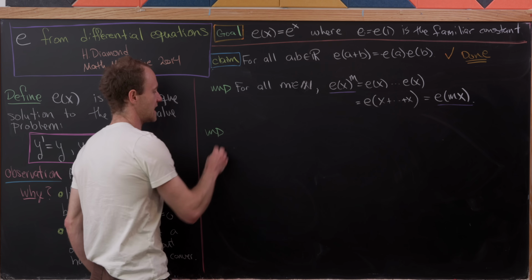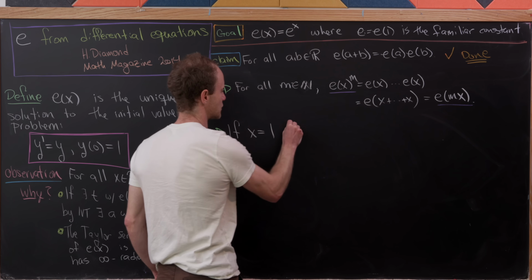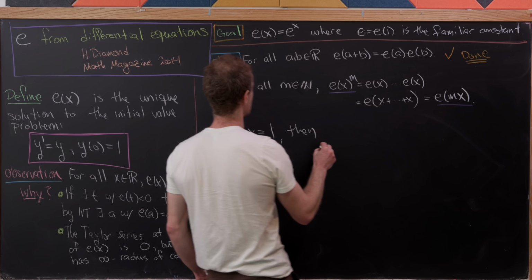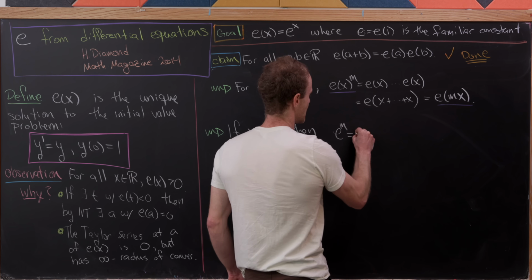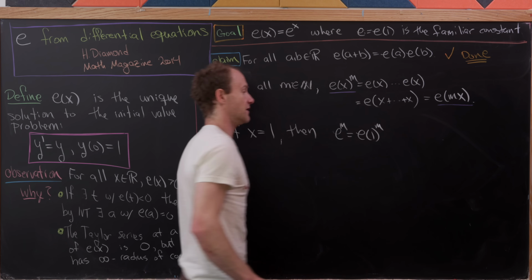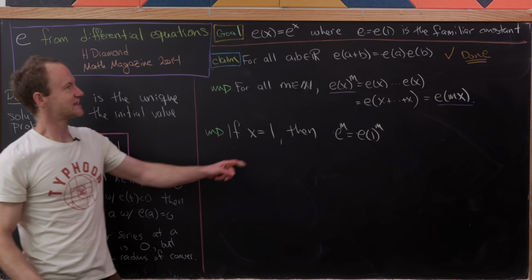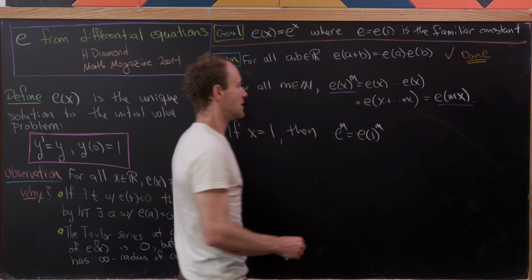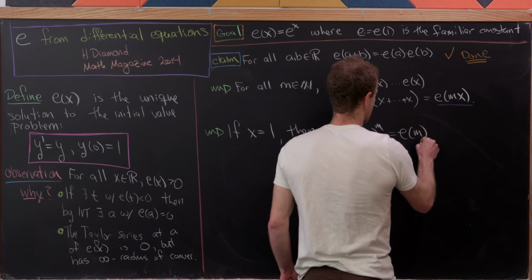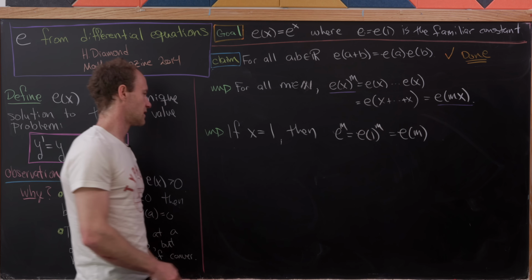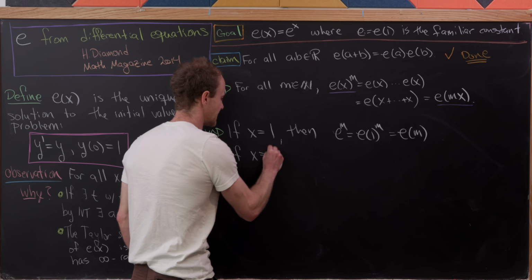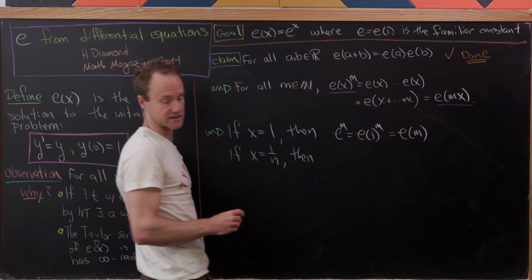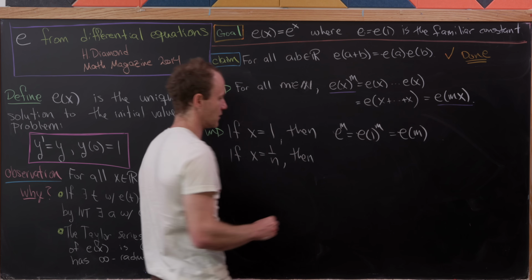Well, let's notice if we have x equal to 1, then we have this nice identity here, and that is e to the m. Well, that's going to be equal to e evaluated at 1 to the m, because that's how we're defining e at the moment, as e evaluated at 1. But then that's going to be e evaluated at m. But then let's also notice that if we set x equal to 1 over n, then, well, what do we have in this case?